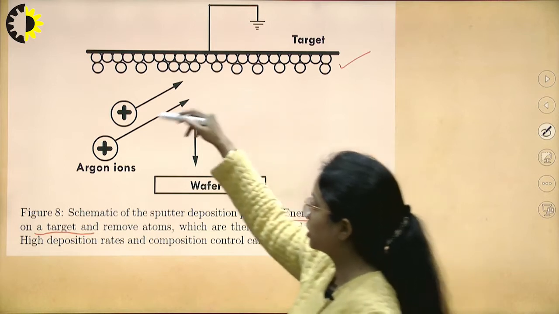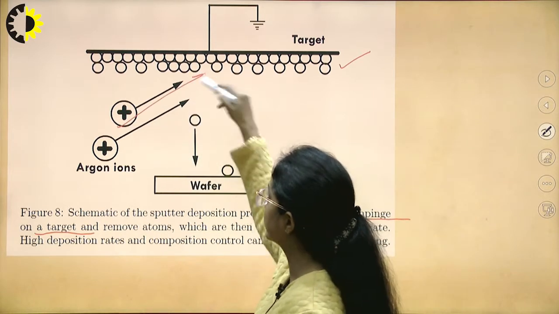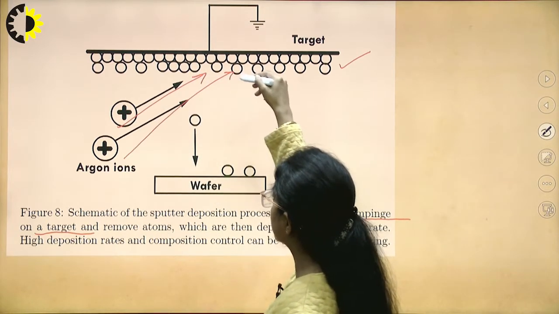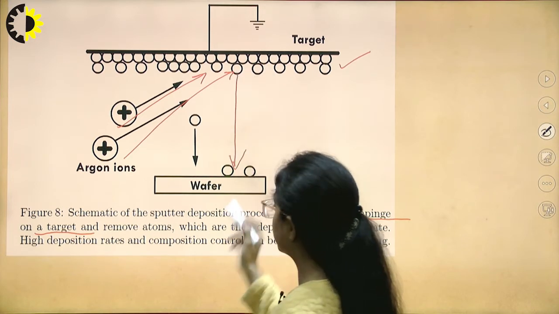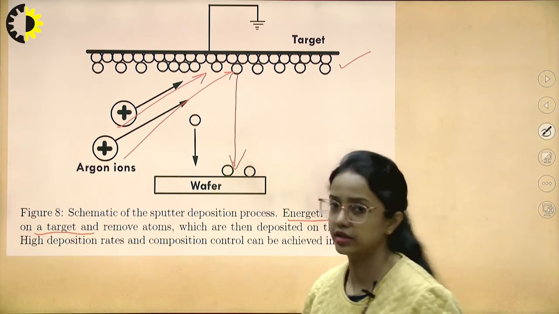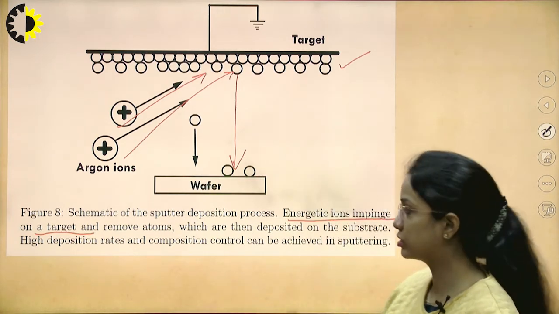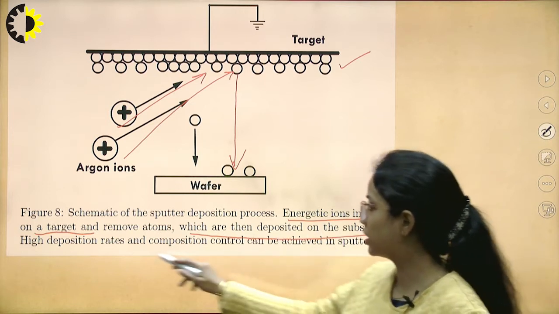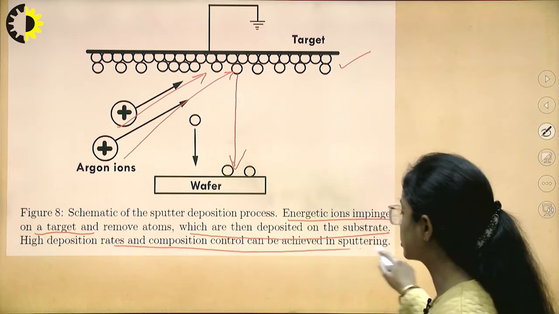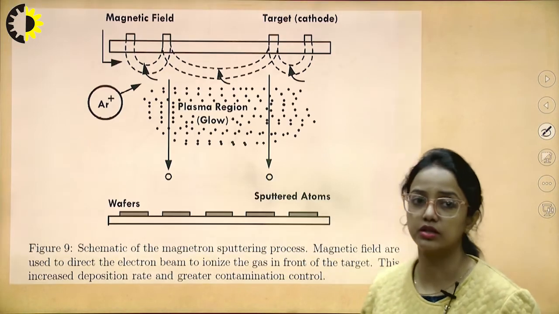So these argon ions will just hit it, and of course they will knock out this particular atom, and it will get deposited and settle on the surface of the wafer. So it is deposited on the substrate. High deposition rate and composition control can be achieved in the process of sputtering.